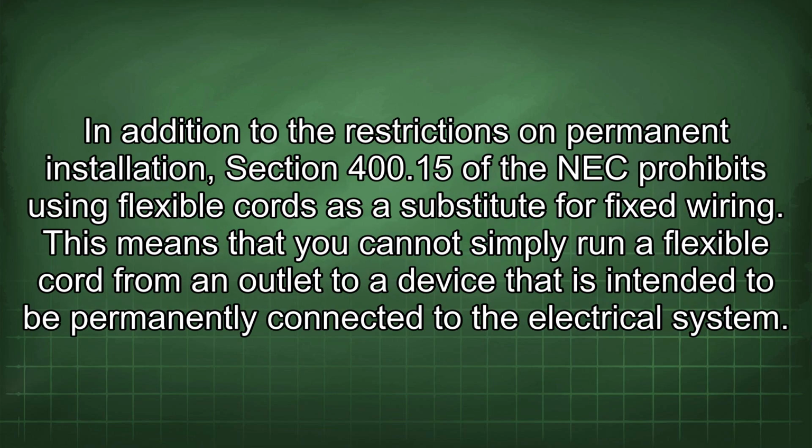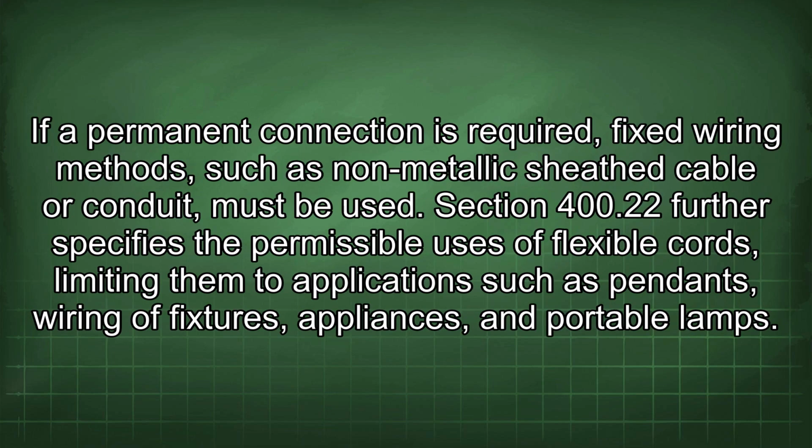In addition to the restrictions on permanent installation, Section 400.15 of the NEC prohibits using flexible cords as a substitute for fixed wiring. This means that you cannot simply run a flexible cord from an outlet to a device that is intended to be permanently connected to the electrical system. If a permanent connection is required, fixed wiring methods such as non-metallic sheath cable or conduit must be used.